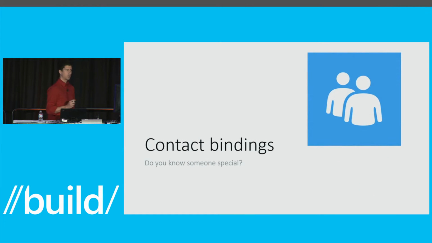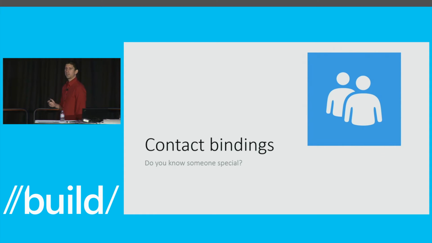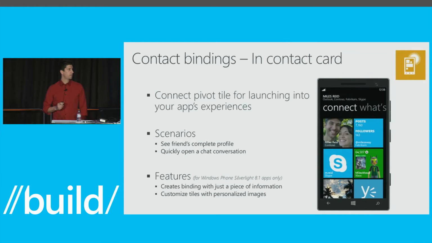The final area we're going to talk about is another contacts API. In this case, these are called contact bindings. And this is what allows your app to integrate directly for the first time into the Windows Phone contact card in the People Hub. So previously in Windows Phone, the contact card was made up of a profile pivot, a what's new pivot that showed their social information, and a history pivot. Now we've added what we call a connect pivot.